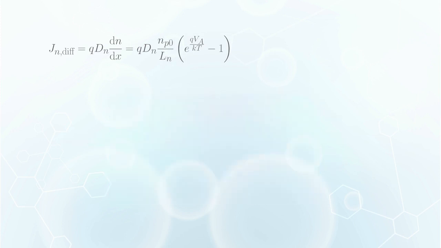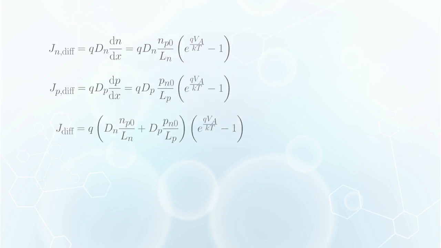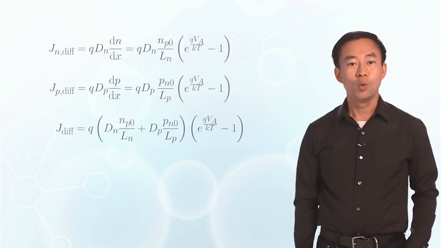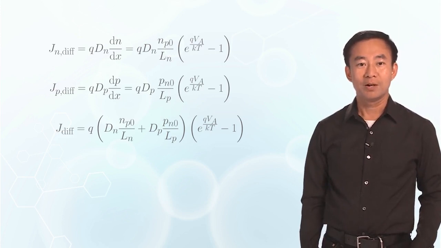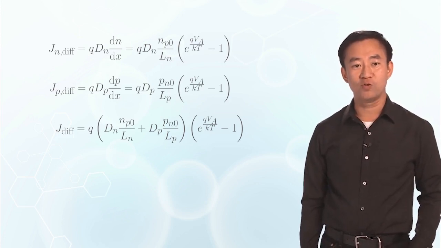For holes, we can follow the same procedure to calculate the hole current density, and the final result is given by the following. Combining both, the reverse bias current of the PN junction is derived, and it is given here. We can further manipulate and simplify this equation, but let's do it after we derive the forward bias current.